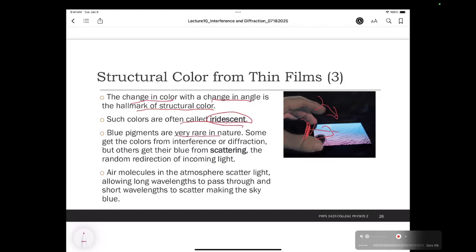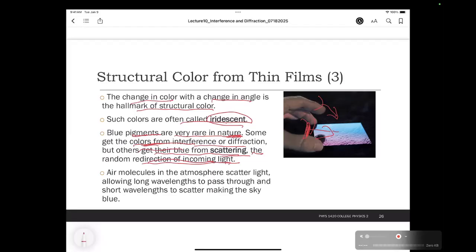Blue pigments are very rare in nature. In the real world, you seldom see things that are truly a blue color. Some get their colors from interference or diffraction, but others get their blue from scattering. You may see some blue colors, but this blue comes from interference, or from scattering, which is the random redirection of incoming light. It's not an original blue pigment.